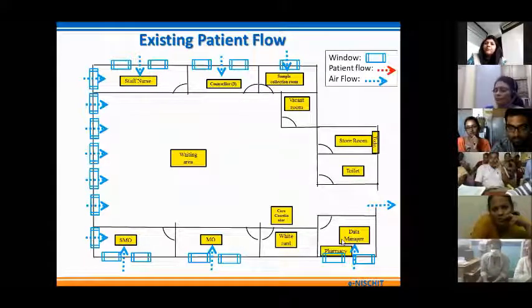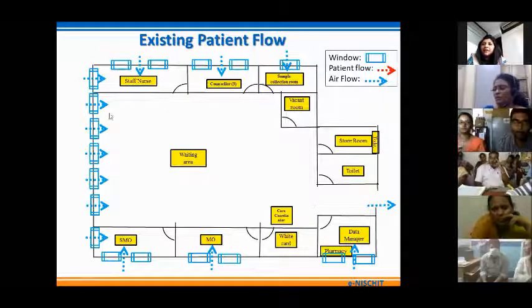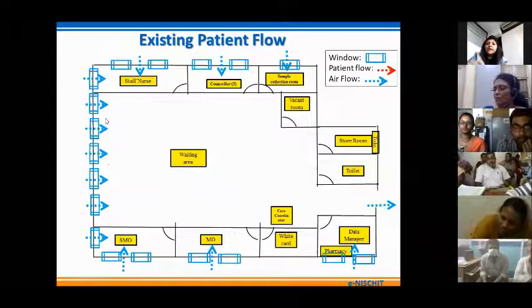The blue arrows that you are seeing show the airflow. The inlet of air is through the windows, and the passage shows the air exiting out. Next slide, please.